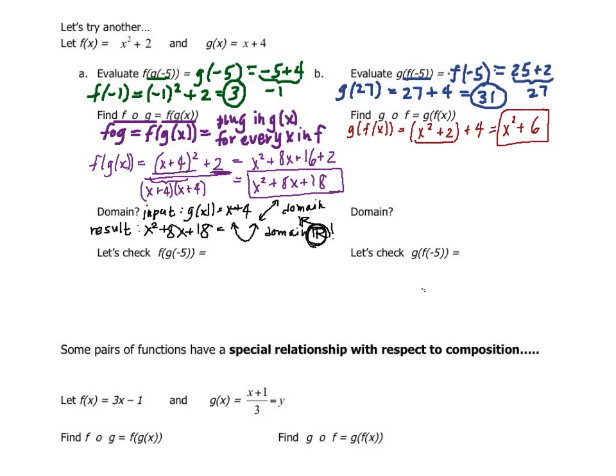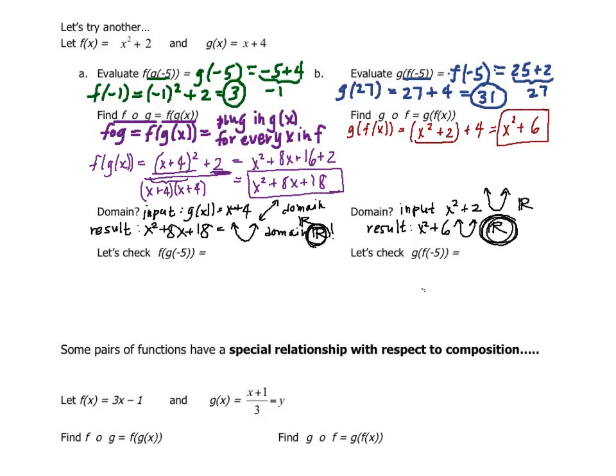If we look at the other composition of functions, g of f of x, the input f of x was x squared plus 2. What kind of polynomial function is that? That's a quadratic. So domain is all reals. And the result that we got, x squared plus 6, is also a quadratic. And its domain is also all reals. Since they're both all reals, that means that the domain of our composition of functions is also all reals.